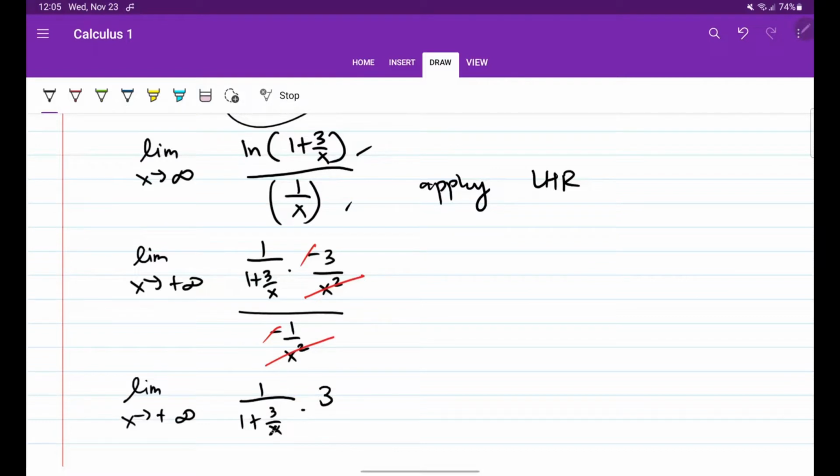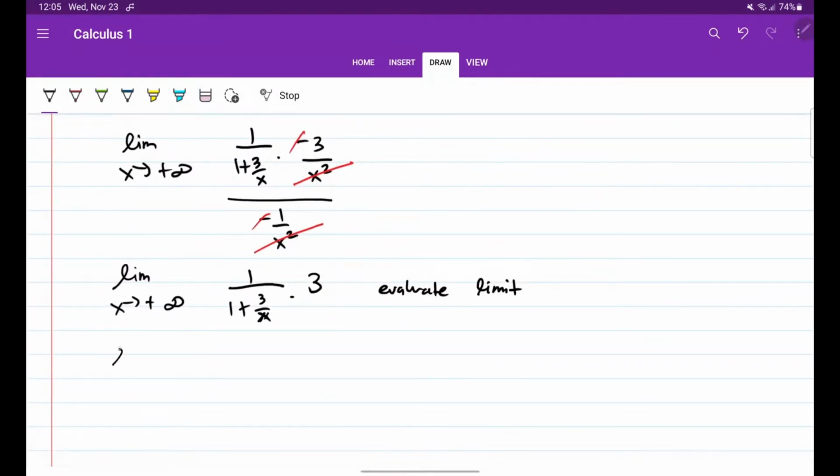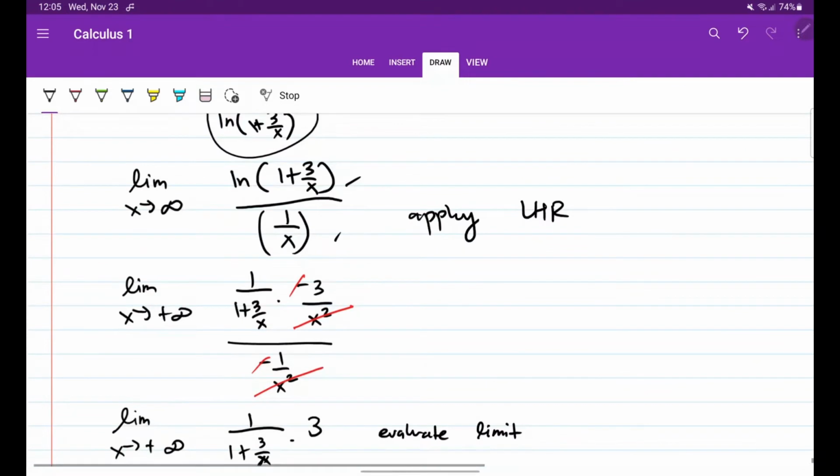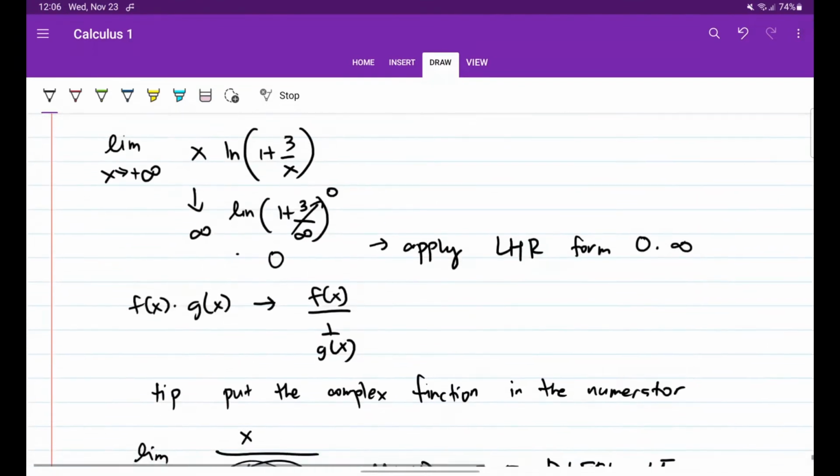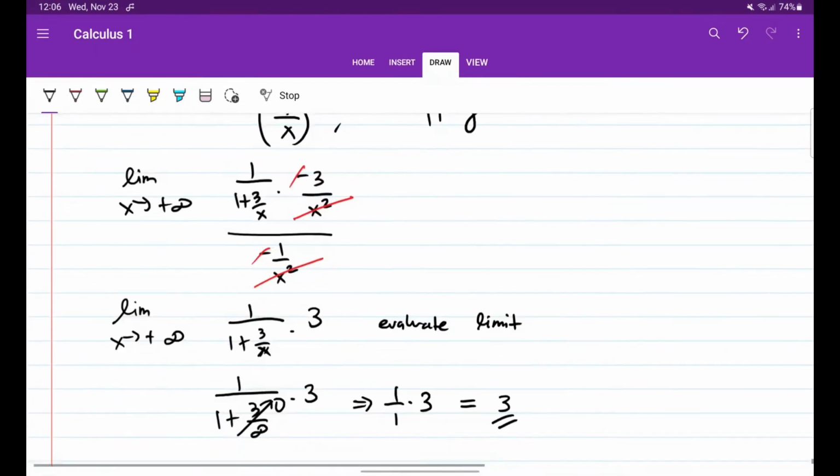Okay? So, evaluate the limit. So, ano mangyayari? We have here 1 over 1 plus 3 over infinity times 3. And sabi natin, anything over infinity, so this is approaching 0. So we have here 1 over 1 times 3 or just equal to 3. Okay, so yung limit natin ng x ln 1 plus 3 over x as x approaches infinity is just equal to 3.